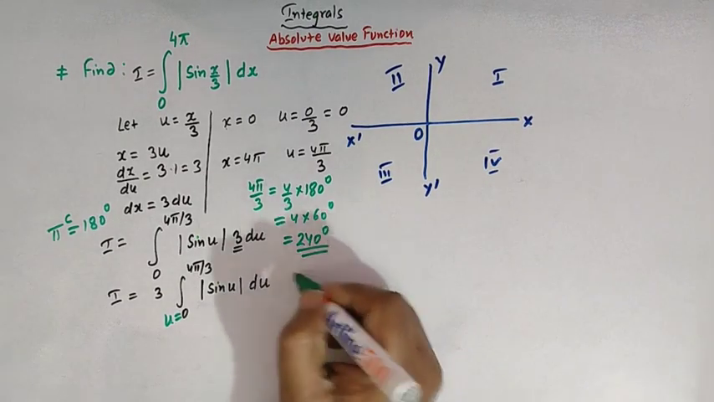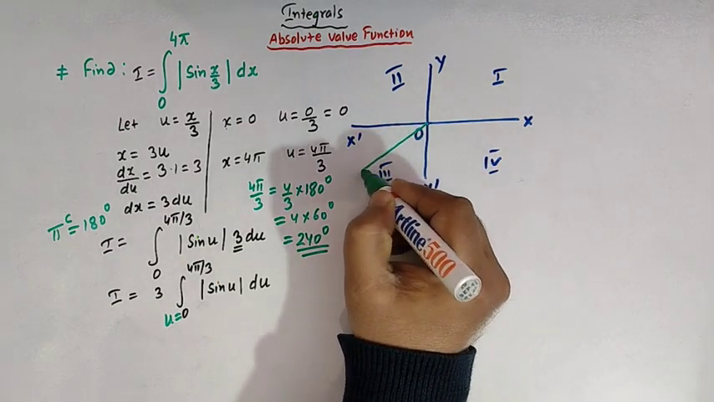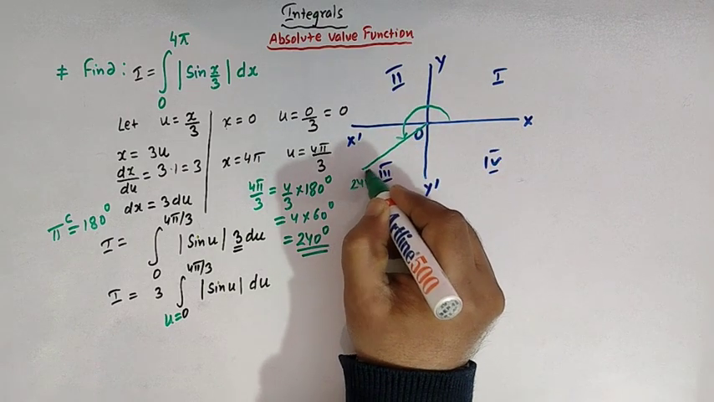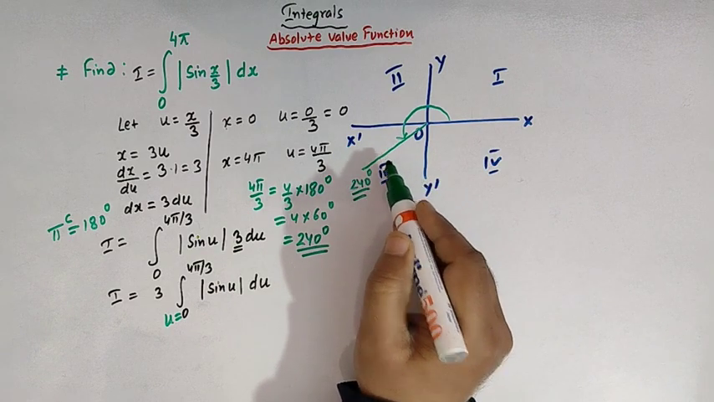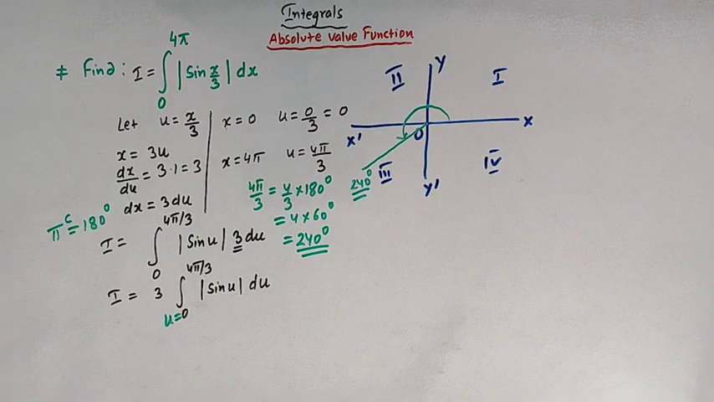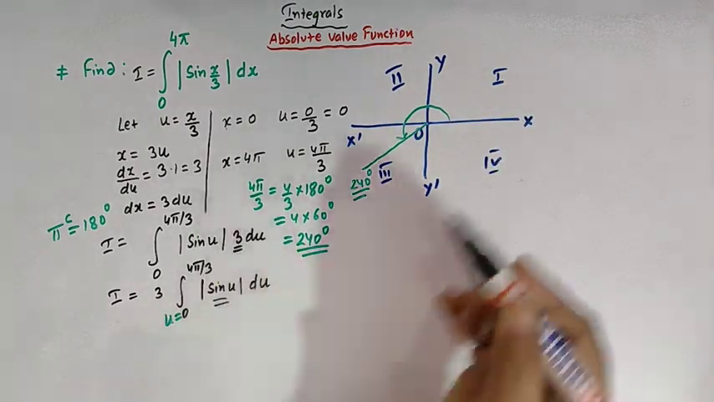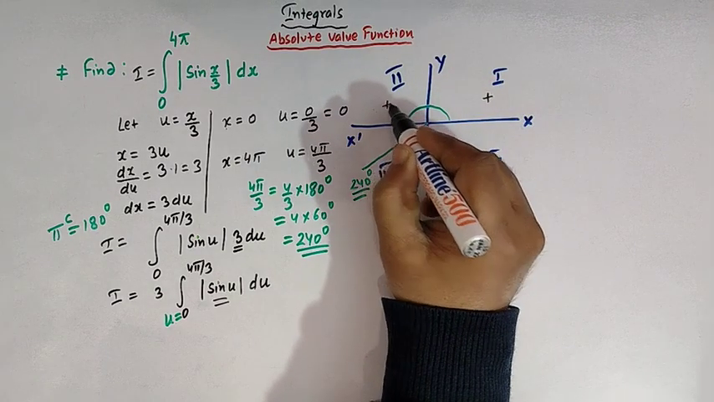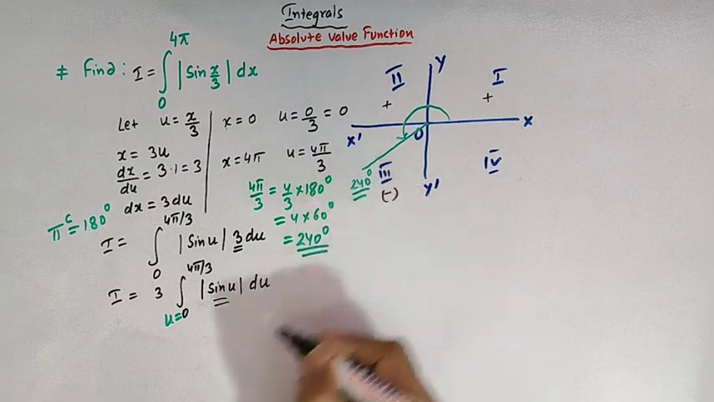Now see, this angle 240 degrees lies in the third quadrant. From the signs of trigonometric functions in different quadrants, we know that the sine function is positive in the first quadrant, and in the second it is also positive, but in the third quadrant the sine function is negative.